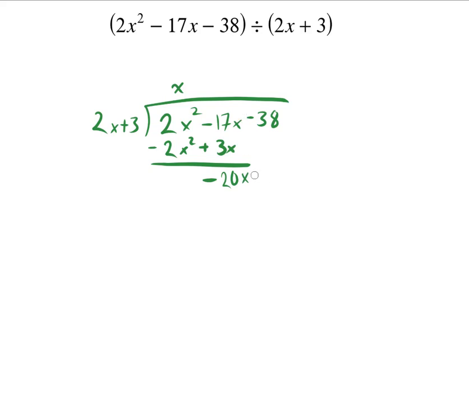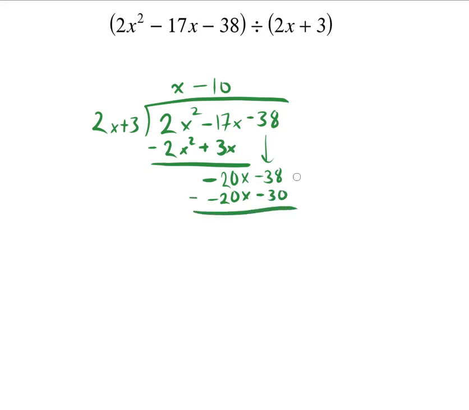Hey, is it easy to make mistakes? You bet it is. So negative 20x minus 38. I do bring down that minus 38. So 2x goes into negative 20x minus 10 times. So negative 10 times 2x is a negative 20x, right? Negative 10 times 3 is minus 30, right?